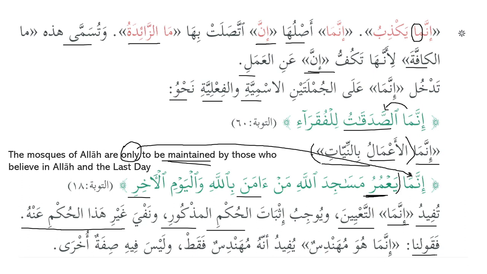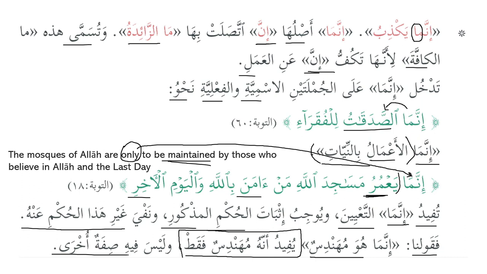فَقَوْلُنَا, when we say إِنَّمَا هُوَ مُهَنْدِسٌ, indeed he is an engineer, or he is only an engineer. يُفِيدُ أَنَّهُ مُهَنْدِسٌ فَقَط, so it gives the meaning that he is only an engineer. وَلَيْسَ فِيهِ صِفَةٌ أُخْرَى, and he does not have any other quality. So that means he is only an engineer. So innama gives the purpose of emphasis, something that becomes more emphatic when we use innama.